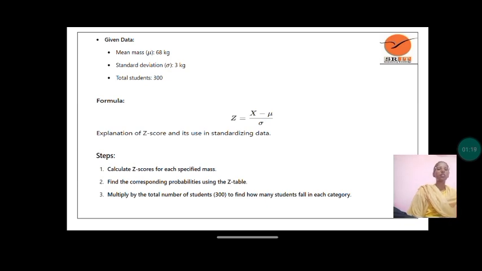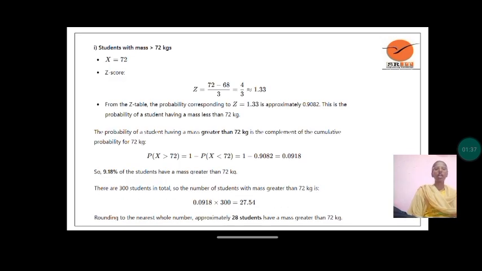Calculate z scores for each specified mass. Find the corresponding probabilities using the z tables. Multiply by the total number of students to find how many students fall in each category. First, we will calculate for greater than 72 kgs.